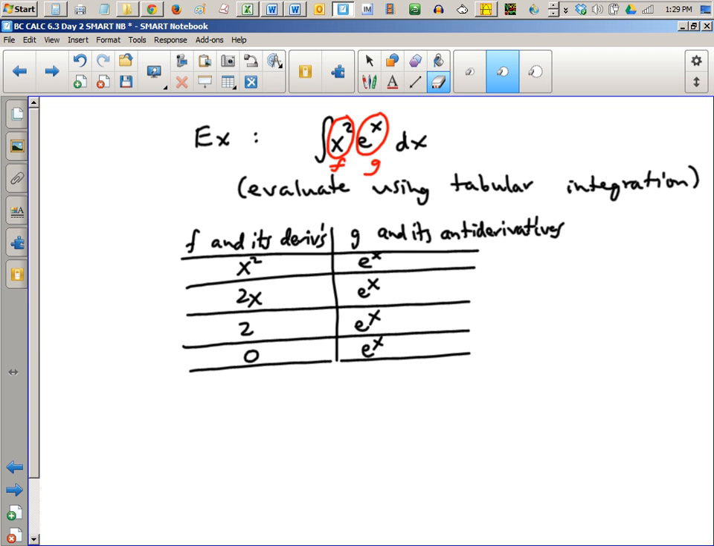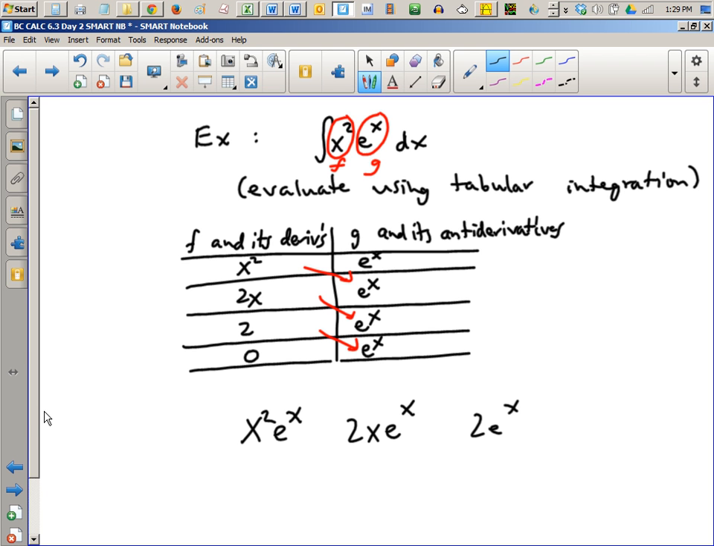And then this was actually really simple. All the antiderivatives were e to the x. Okay, then what you do is you draw an arrow from here to here, from here to here, and from here to here. Okay? You're going to be multiplying. The arrow means to multiply. So it looks like we're going to have an x squared e to the x, a 2x e to the x, and a 2e to the x. I just followed the arrows.